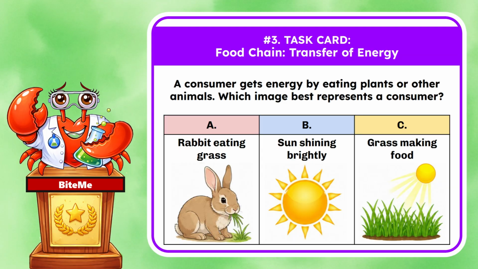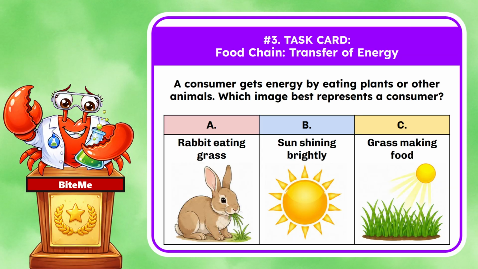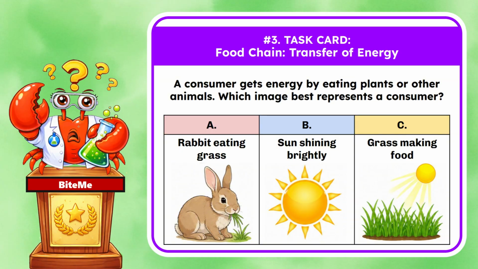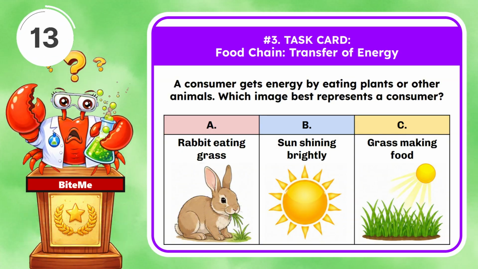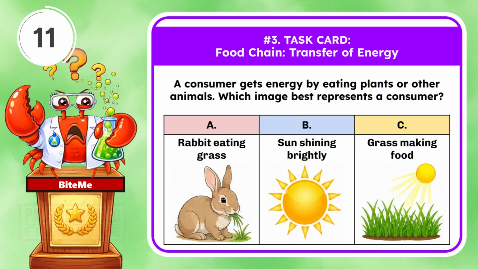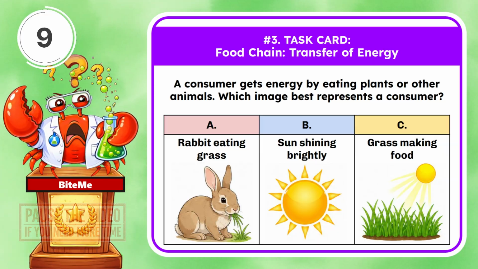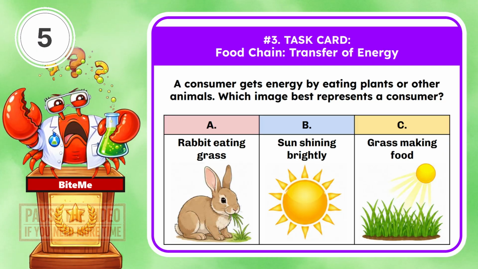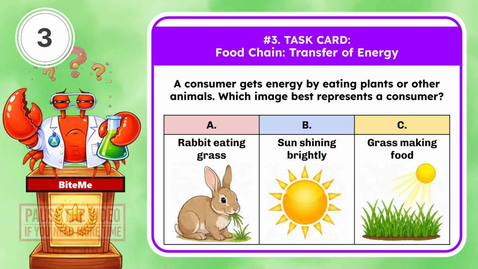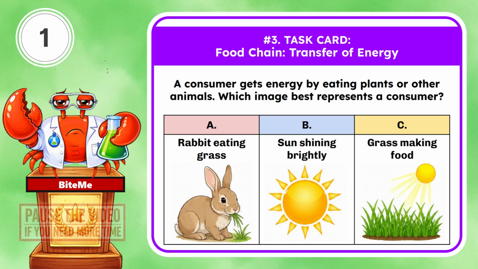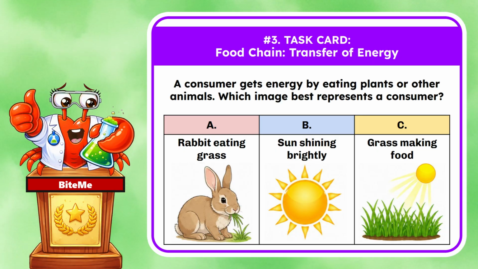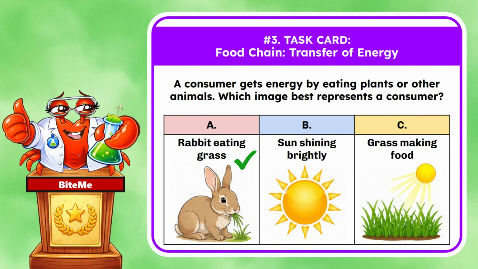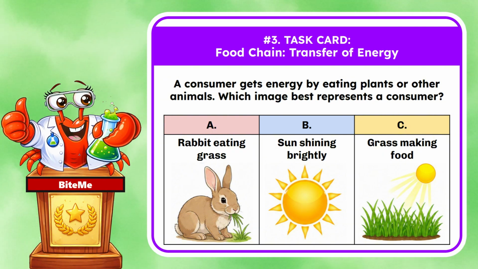A consumer gets energy by eating plants or other animals. Which image best represents a consumer? And the correct answer is letter A, rabbit eating grass.